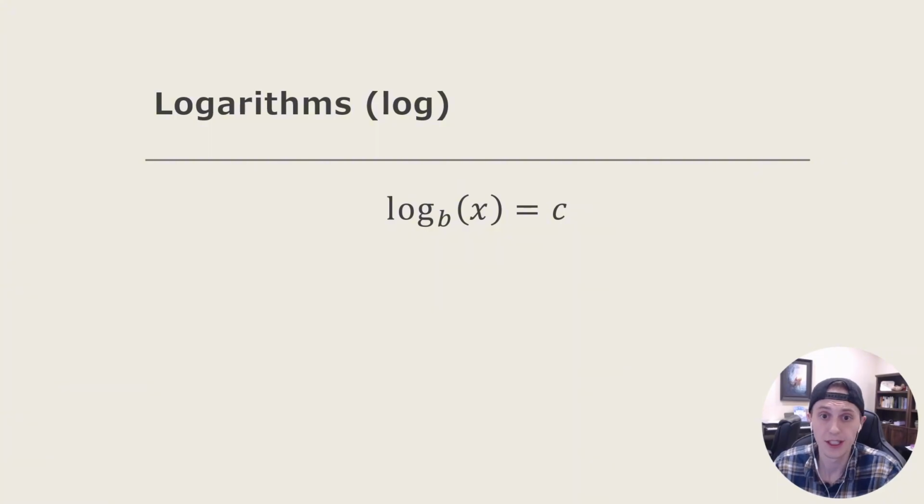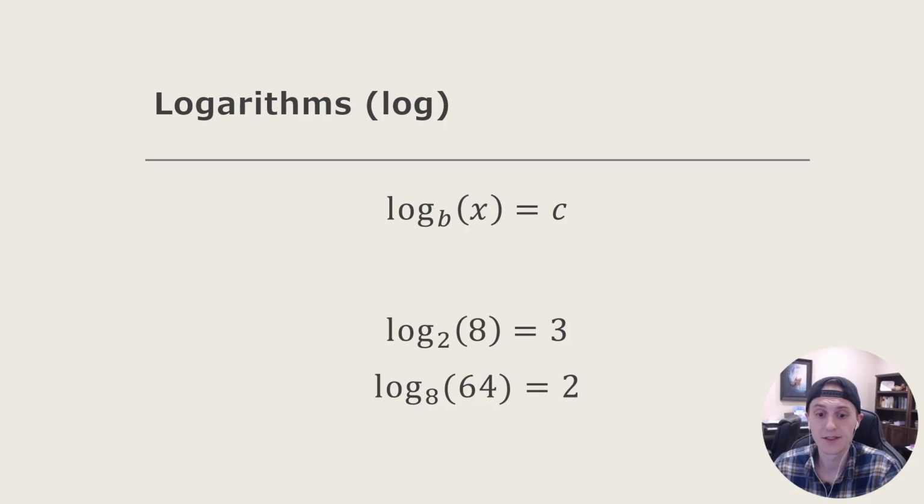First, we need to understand how to read this, or how to say it, and then second, how to solve them. So how do you read this? I would say the log base b of x equals c. And b, x, and c are all numbers. An example of this format could be this. Log base 2 of 8 equals 3. Or the log base 8 of 64 equals 2. So that's how you say it.